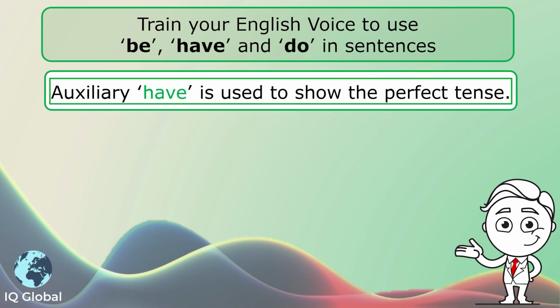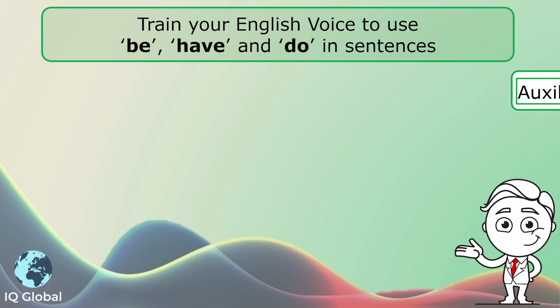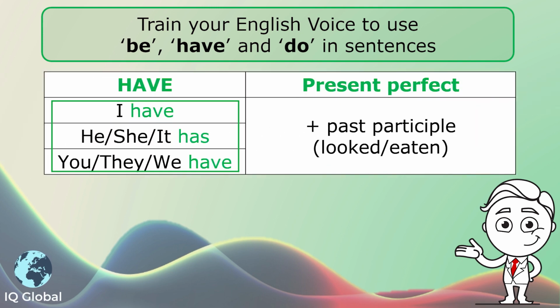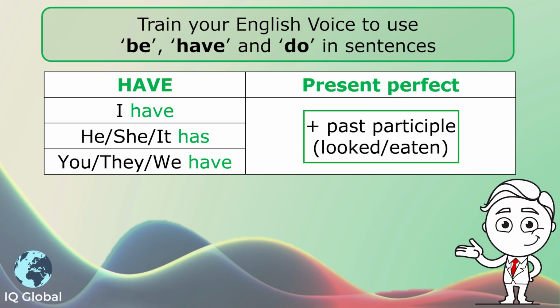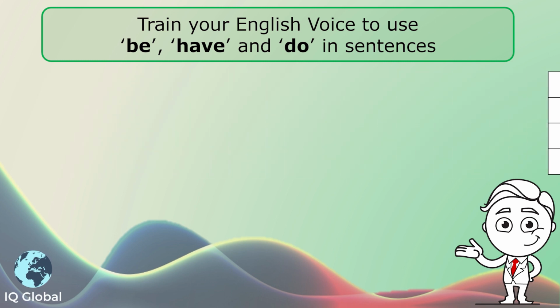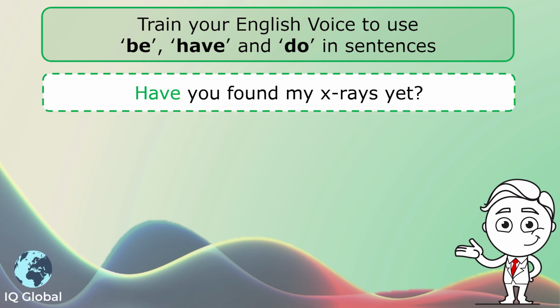The auxiliary have is used to show the perfect tense. Let's look at the structure. I have, he, she, or it has, you, they, or we have, plus a past participle, such as looked or eaten. Let's look at a sentence example. Have you found my x-rays yet?